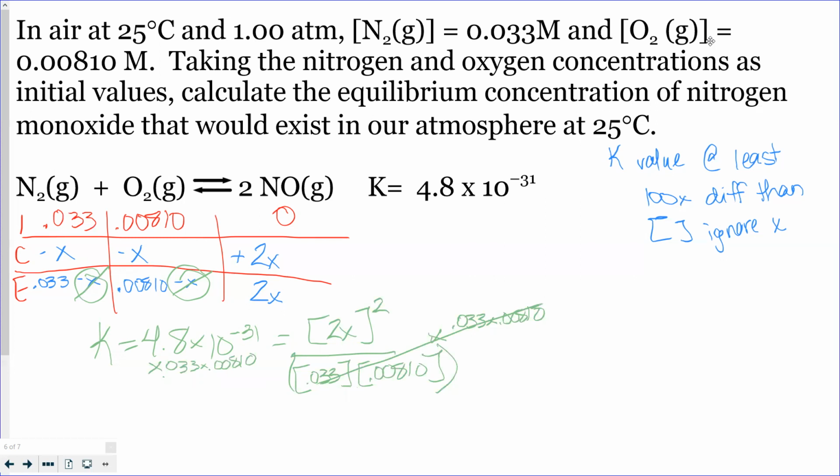So that is going to give us 1.28 times 10 to the negative 34th equal to, and I'll go ahead and simplify that side. So remember, this exponent is going to go to both the 2 and the x. So that's going to simplify to 4x squared. So if we're isolating x, we can divide by 4.